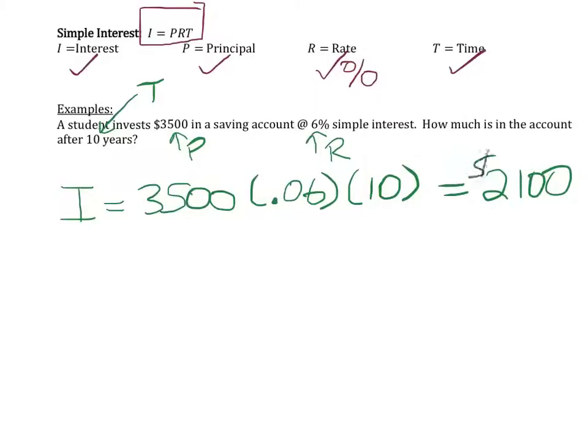And so this is the amount of interest that that person has earned. That's how much their account grew by. That is not the amount of money that's going to be in the account, because remember, they started with $3,500, right?